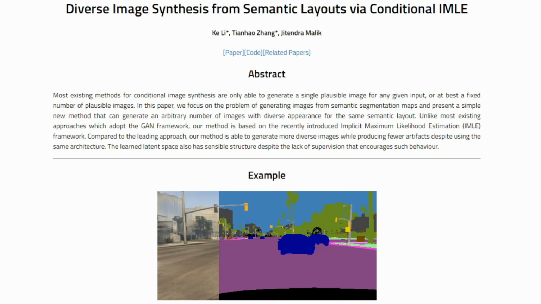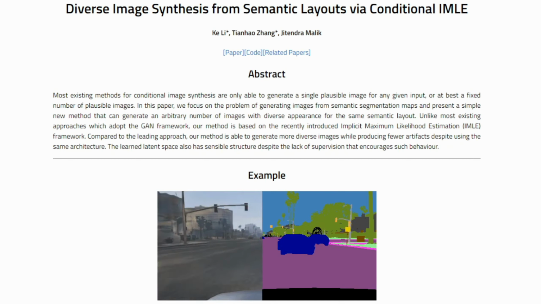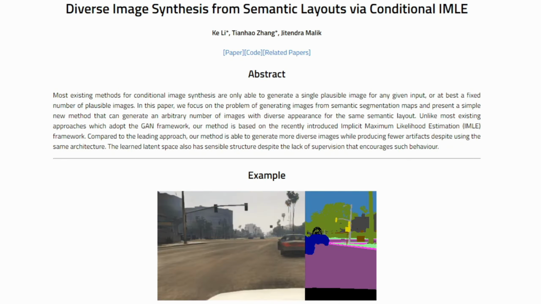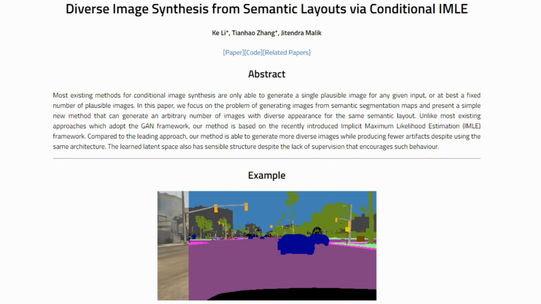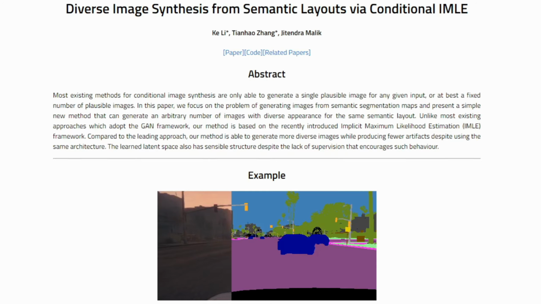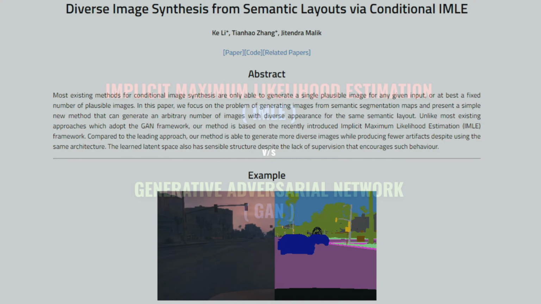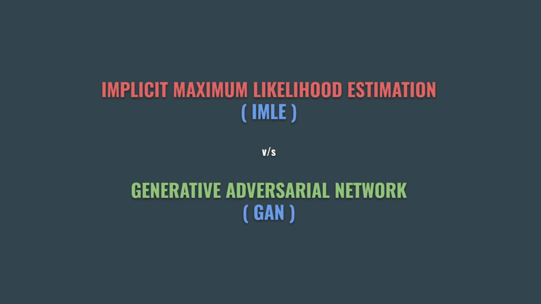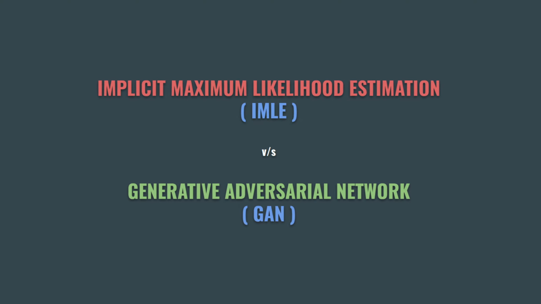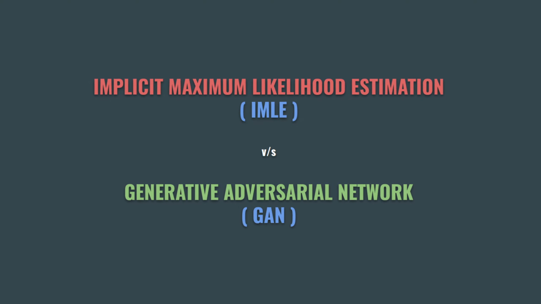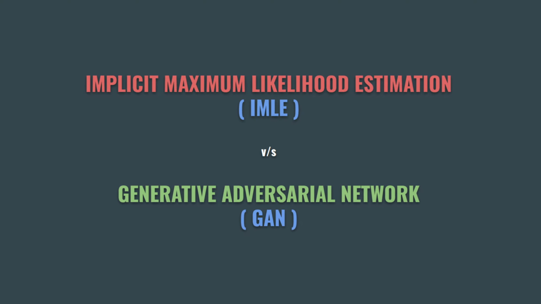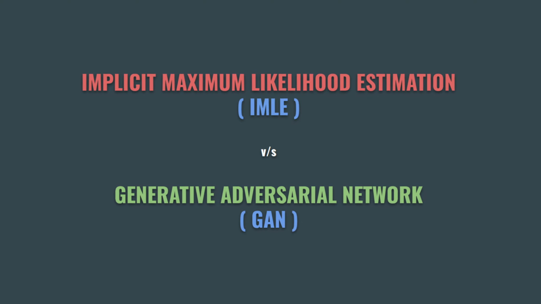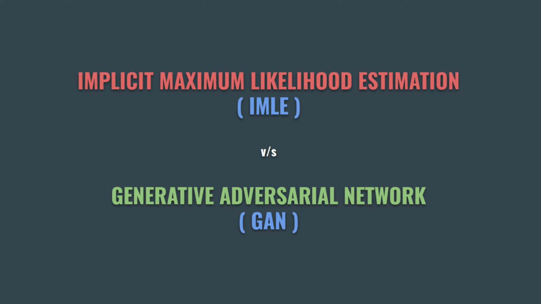This means we can have the same scene rendered in any lighting or weather condition using this method, unlike with GANs, where one semantic label can only produce one output. This paper shows how to use implicit maximum likelihood estimation or IMLE in order to achieve this. Let's try to understand why IMLE seems to work better than GANs for this use case.